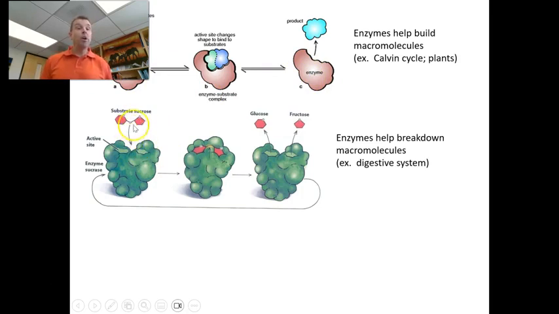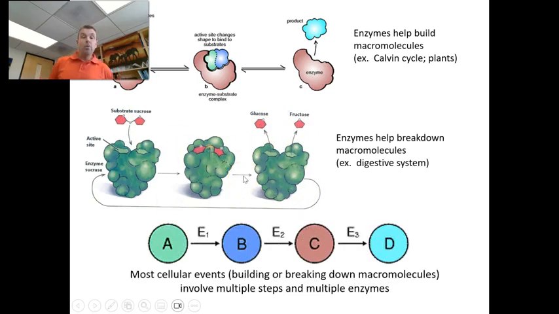Here's one that's helping break a bond. So it's going to bind that, stress that bond, and release it, but then it's available to bind again, so it can keep doing that. And most cellular events are basically a long metabolic path where you have multiple events. So one enzyme is going to help take reactant A and make it B. A second enzyme will take B and make it C. A third one will take C and make it D. And along the way, we start with one thing and the body ends with something else that it needs.